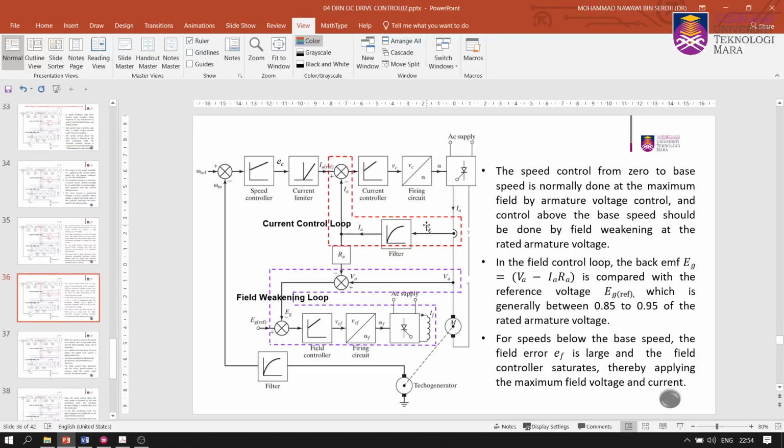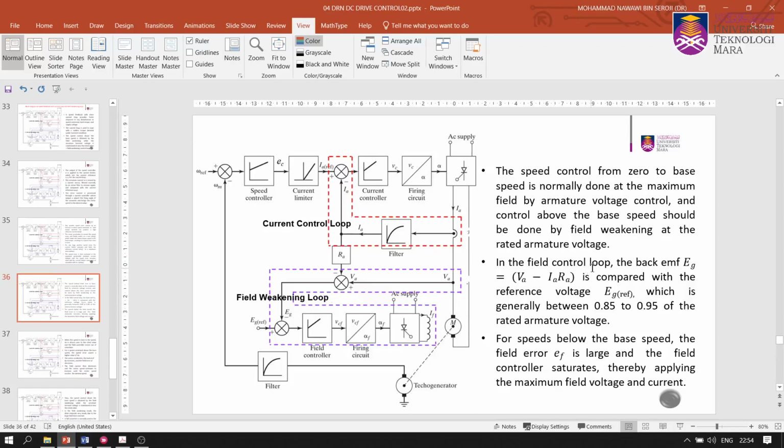Then, the speed control. Now we talk about field weakening. The speed control from 0 to base speed is normally done at the maximum field by armature voltage control, and control above the base speed should be done by field weakening at the rated armature voltage. So that talks about the field weakening here.